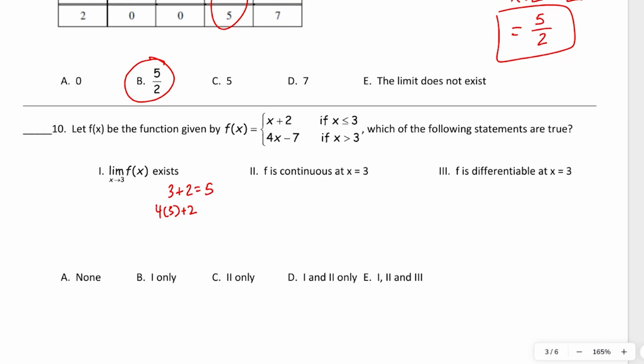Sorry, it's not plus 2. It's minus 7. So 12 minus 7 is 5, right? So now we can say that the limit exists. Okay, so this is true.